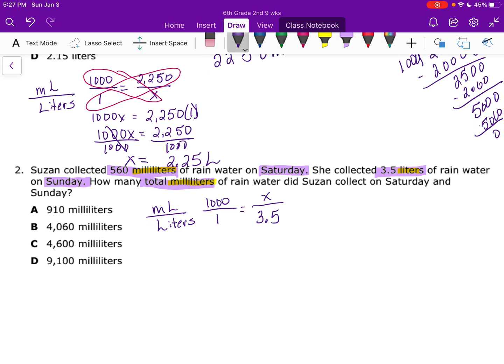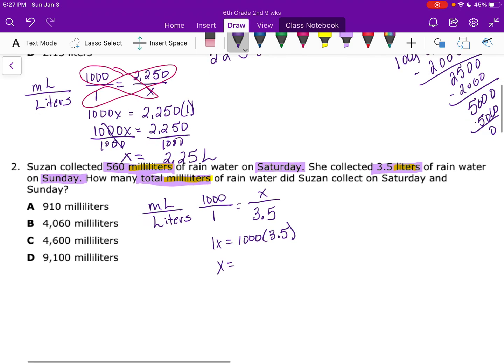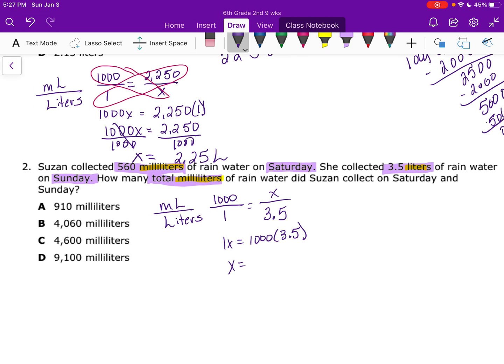Okay, so if we cross multiply, 1x equals 1,000 times 3.5. And 1x is just x. So we have to multiply 1,000 times 3.5. Now I'm going to put 3.5 at the top, and I'm putting 1,000 at the bottom because, I don't know if you knew this or not, if you have zeros in your number, you can just bring them straight down, and then start multiplying by whatever your first non-zero number is. Okay, so just bring those 3 zeros down, and then I'm going to start multiplying by the 1.